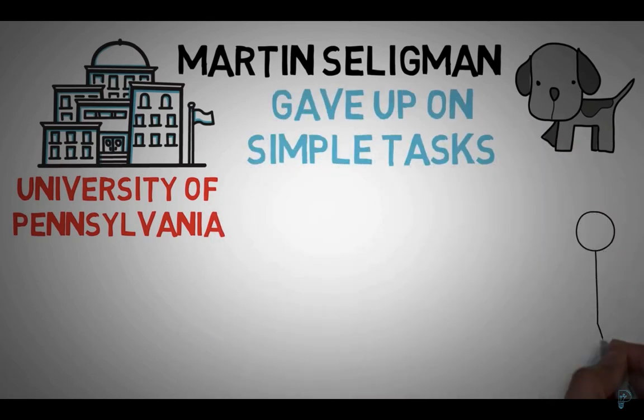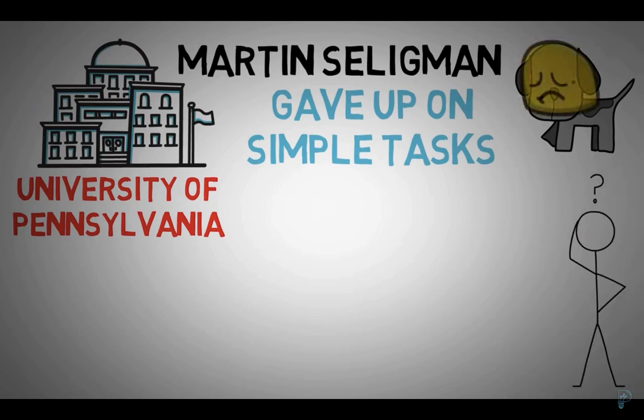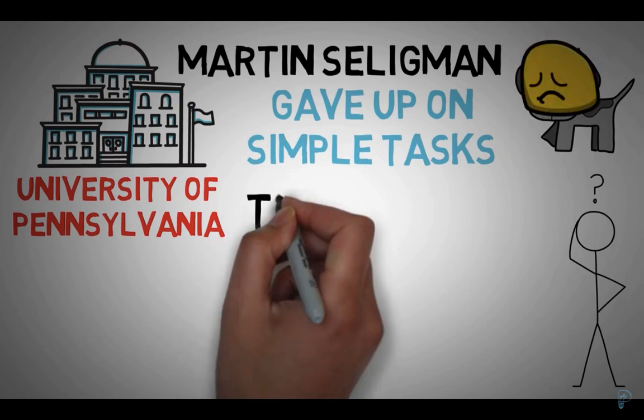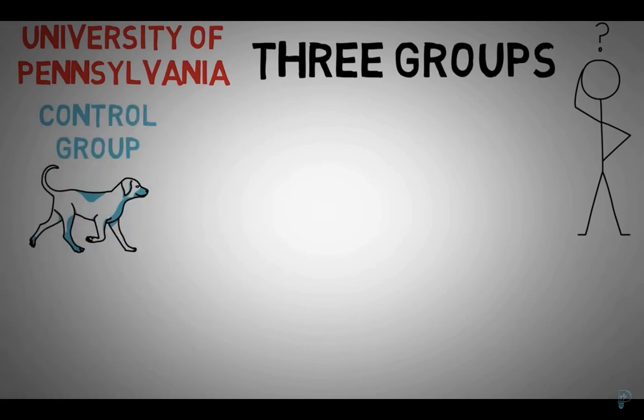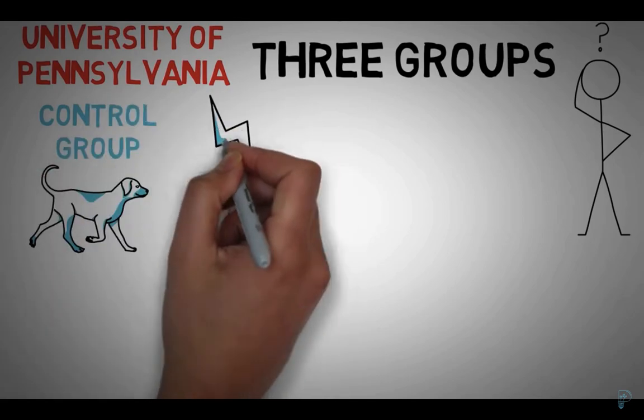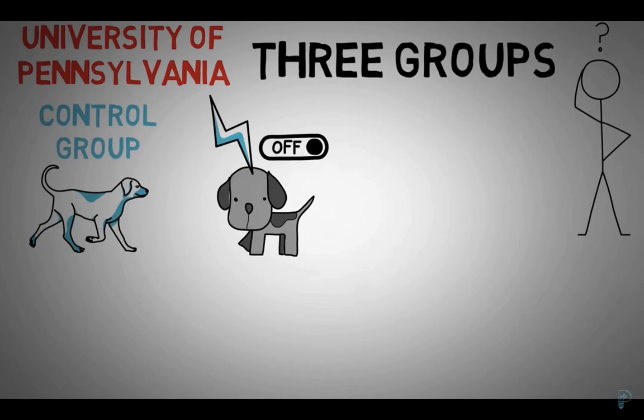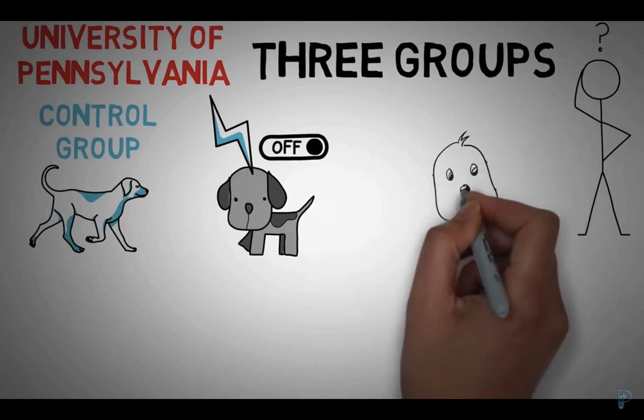What caused this helplessness in these dogs? Were certain dogs helpless, or were all dogs at risk for learning this helplessness? His experiment consisted of 3 groups of dogs. The first set of dogs was the control group. The second set were given shocks, but were given the ability to turn off the shocks with a simple action. And the third set were given shocks without any way to turn off the shocks.